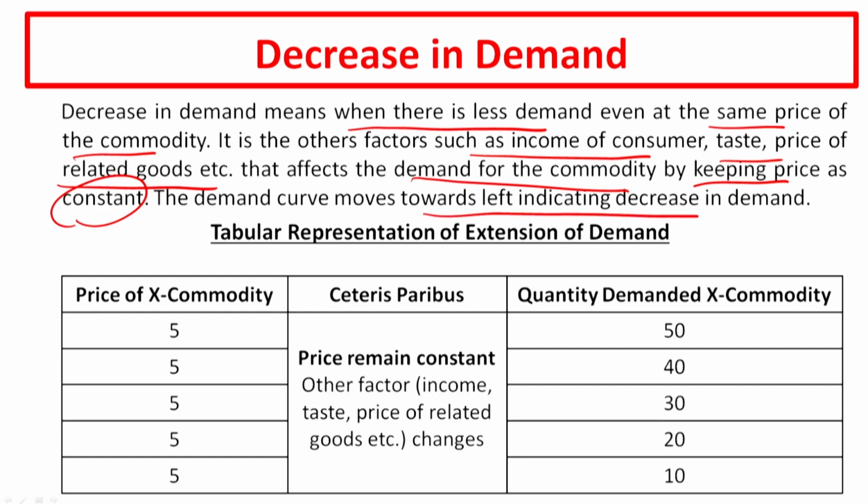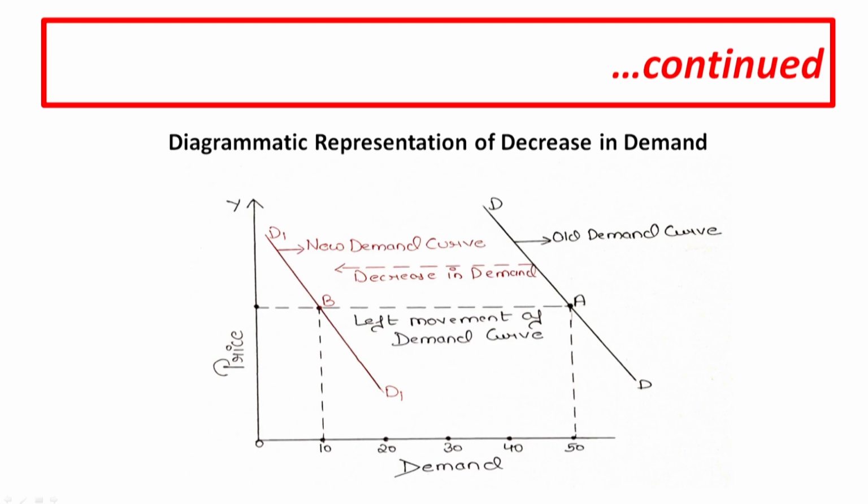As you are able to see in the table, the price has been kept constant at 5 rupees. The other factors such as income, taste, price of related goods, etc. are changing. So the quantity demanded is also changing from 50 to 40, 40 to 30, 30 to 20 and 20 to 10. So the demand is gradually decreasing. So this represents the decrease in demand, keeping the price constant.